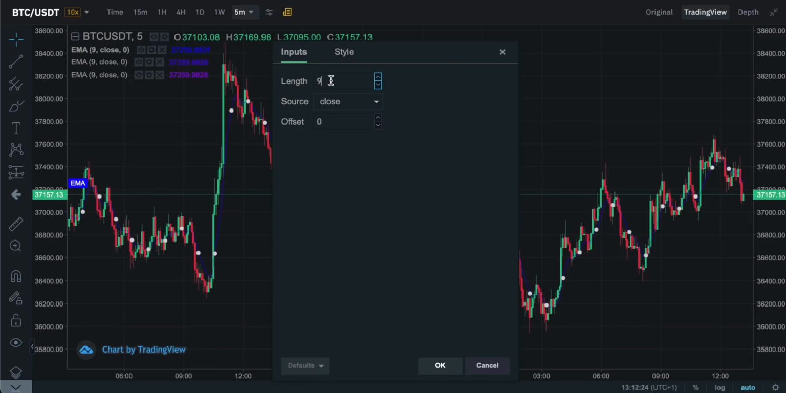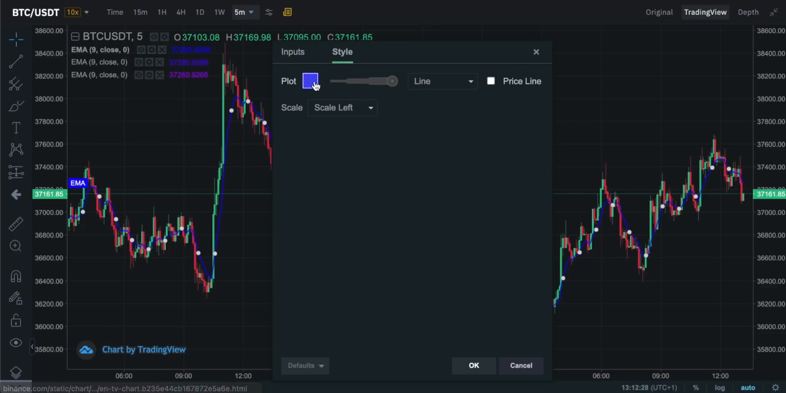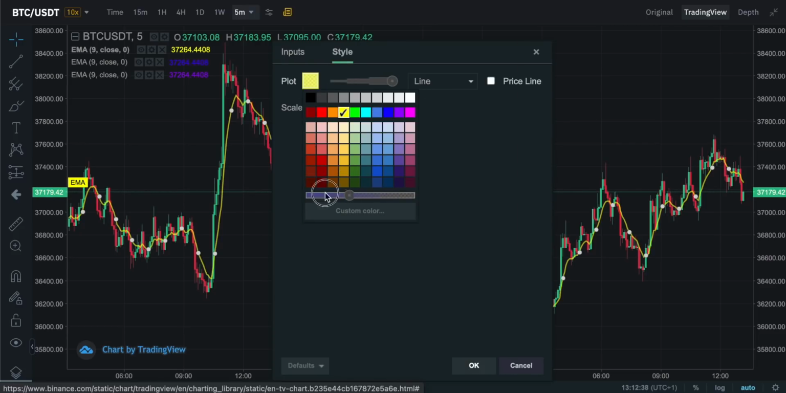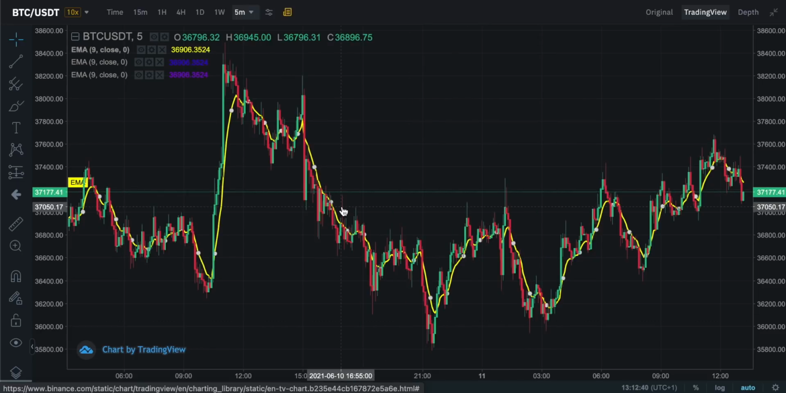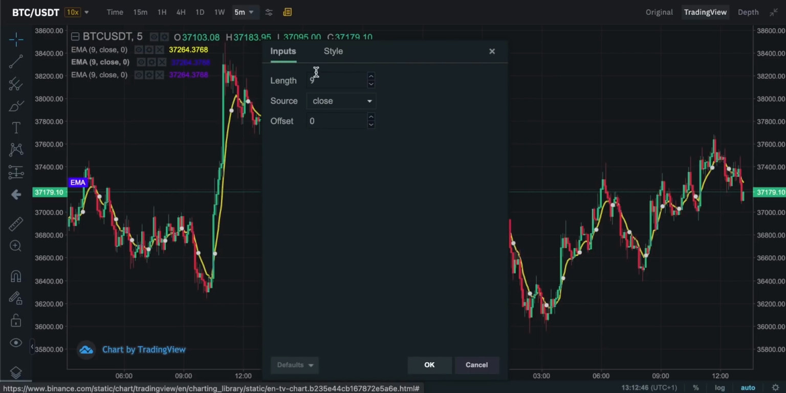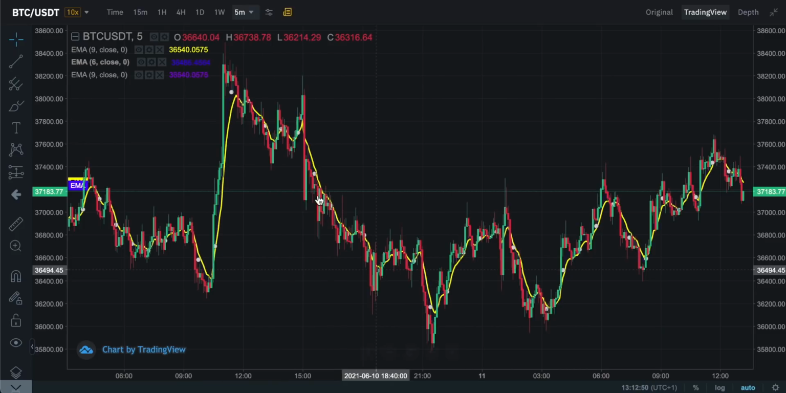This one is actually 9 period already. You can see the length is 9, so we won't change that. You can change the style to suit you, changing the color and also the opacity. Do that for all of these, but important to know is that you can change the timescale just by going to format, going to inputs, and then changing the length. So remember, it's a 3, 6, and a 9 period EMA.